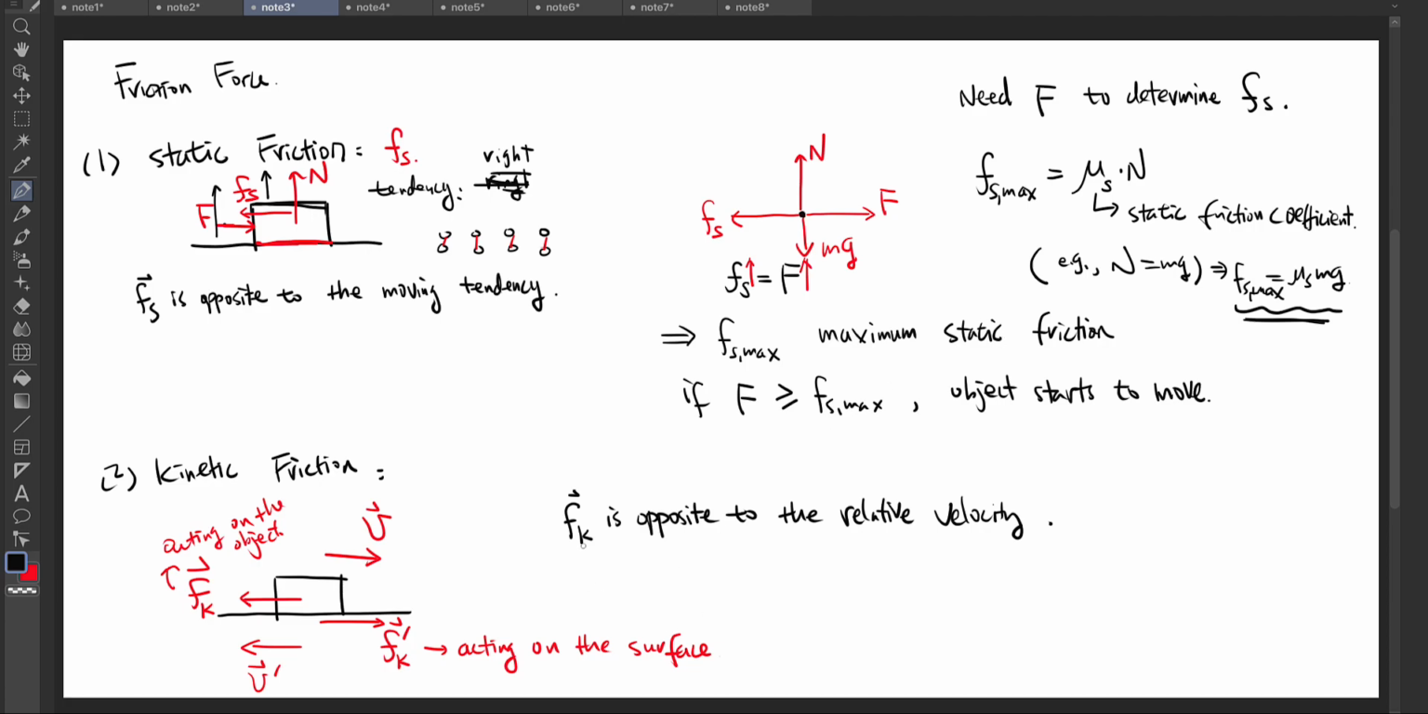Now what happens here, Fk? How do I do calculation of the Fk? Now Fk, unlike the static friction, has a range between 0 and Fs max. Okay, now Fk has a fixed value, which is given by mu k times the normal force. So it has a fixed value, and mu k is called the kinetic friction coefficient.